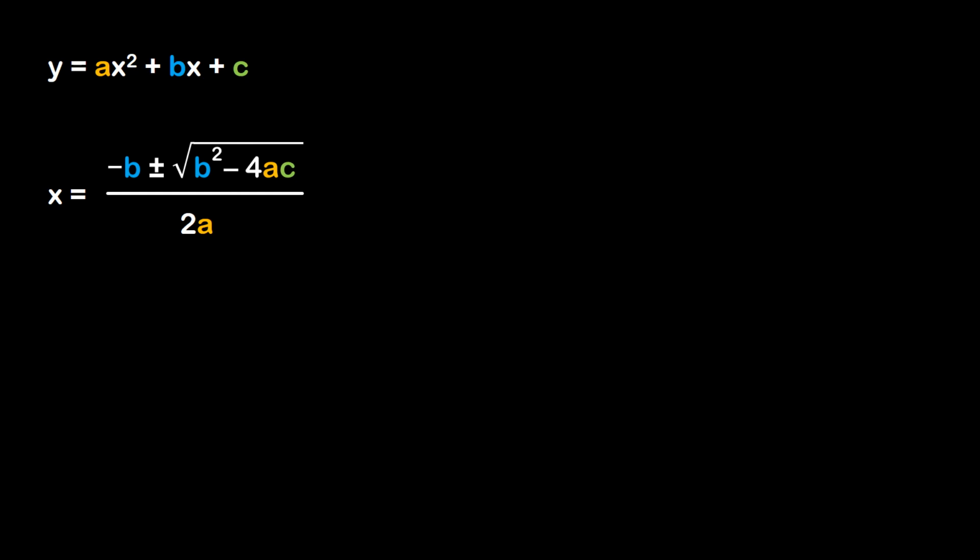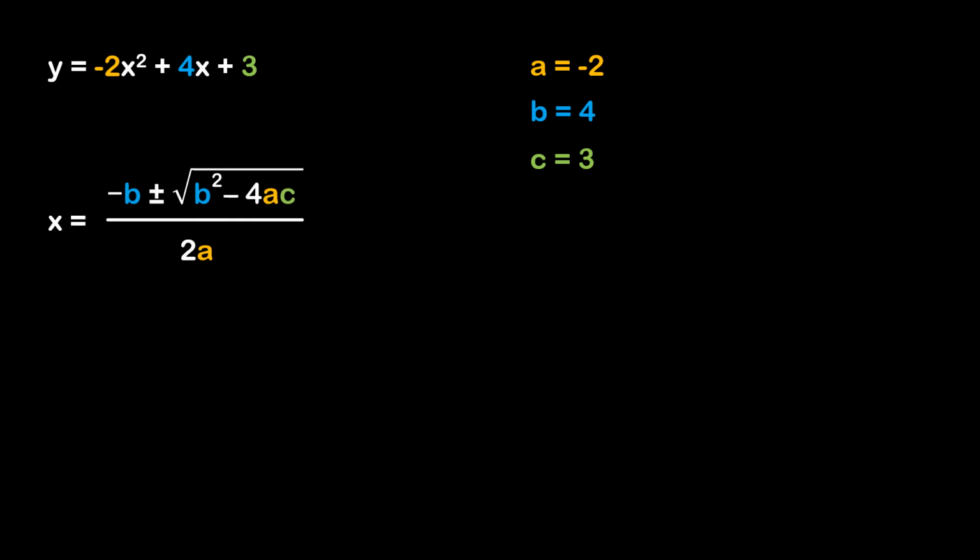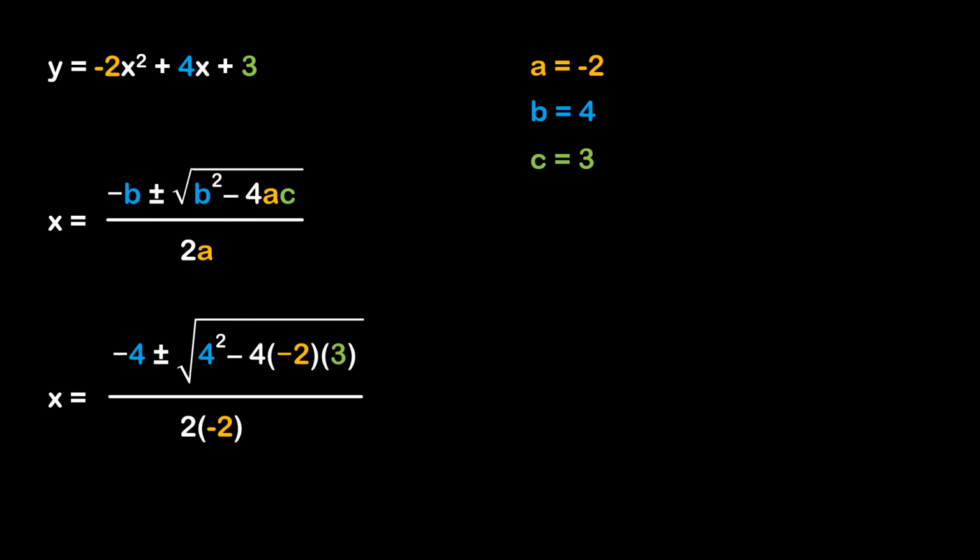Going back to our previous example, negative 2x squared plus 4x plus 3, we can see that a is equal to negative 2, b is equal to 4, and c is equal to 3. If we have our quadratic formula, we can plug these coefficients in, and we'll end up having that x is equal to negative 4 plus minus the square root of 4 squared minus 4 times negative 2 times 3, divided by 2 times negative 2.